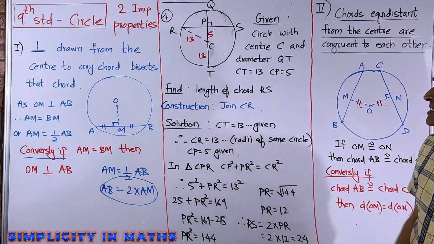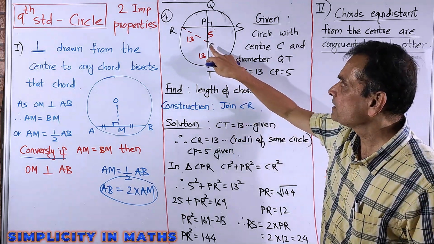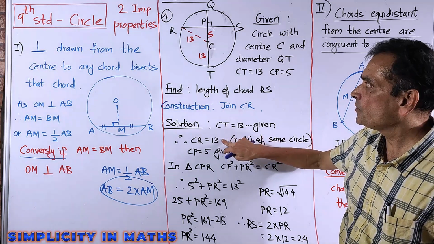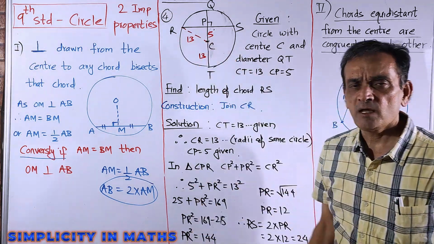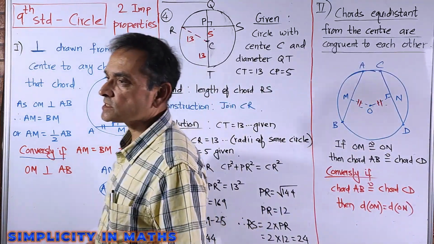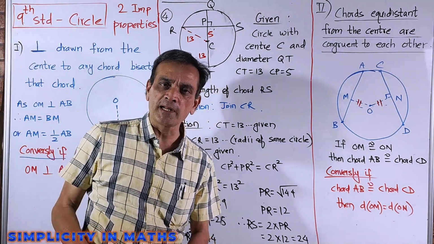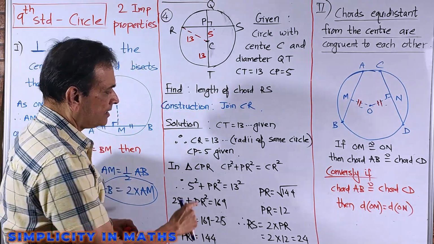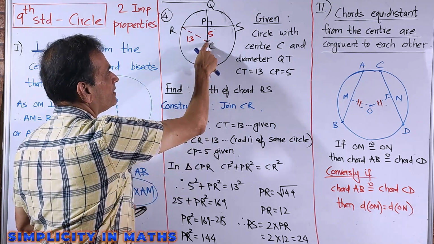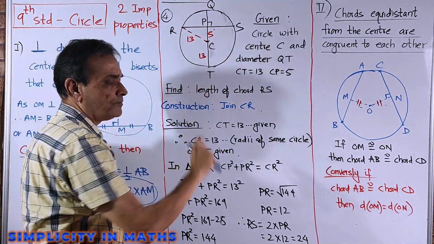Find the length of chord RS. Join CR. बड़ी आसान सी बात है, देखो CT equal to 13. So CR will also be equal to 13. Because CT and CR represent radii of the same circle. You must have got used to this property, radii of the same circle. बहुत बार use किया, it must have become your favorite property now. Radii of the same circle. So CT congruent to CR. So CR is also 13. Correct? CP equal to 5. Given.